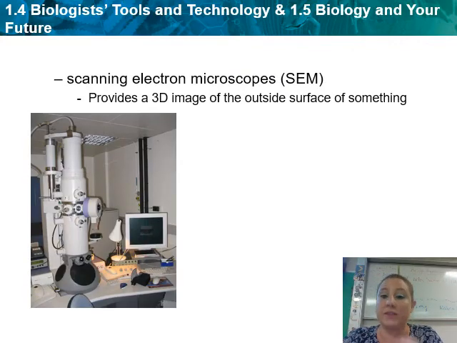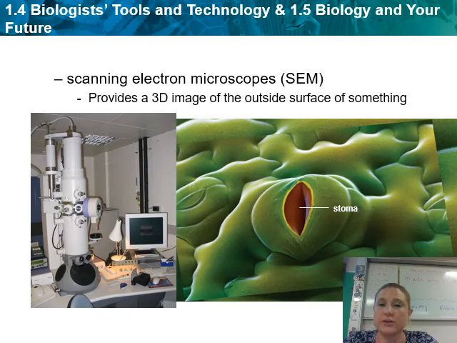So here is my favorite microscope. This one's called a scanning electron microscope. And this actually shows a 3D image of the outside surface of something. And you can see in that picture, this is a huge microscope. It actually uses electrons, and it shoots the electrons at the specimen. And when those electrons hit, it sends an image back to the computer. Now, some images are still in black and white, and sometimes they are in color now. But it provides a really cool 3D image of the outside surface. So here's a picture of the same leaf cell, and there's the stoma, but now we can see the actual outside surface, so what it actually looks like if we were sitting on the leaf and looking at it with our own eyes.